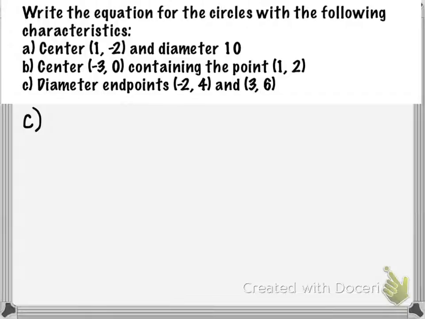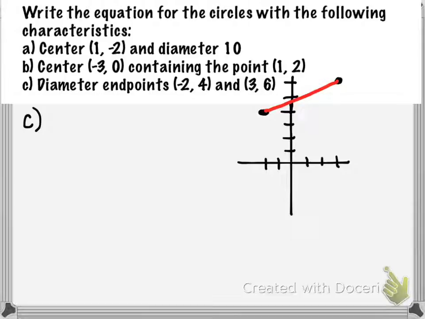And now part C. So part C gives us the endpoints of the diameter. So once again, let me start with a diagram. So -2, 4 is one of the endpoints of the diameter, and +3, 6 is another endpoint of the diameter. So in red here, this would represent the diameter, that line segment. Therefore, my circle would look something like this.